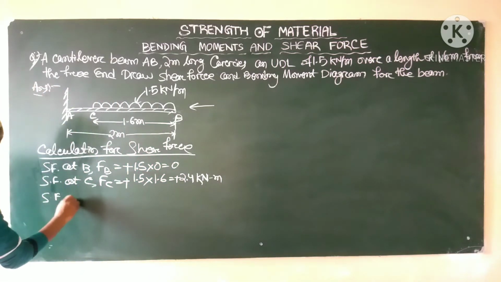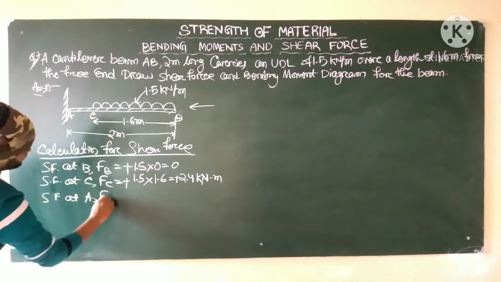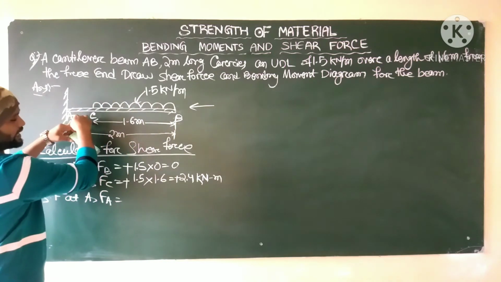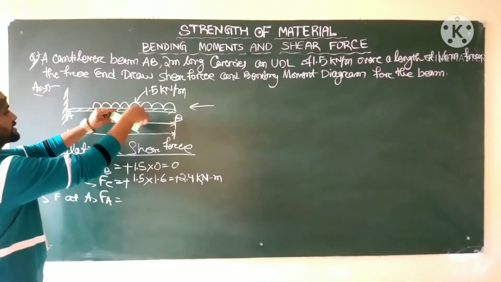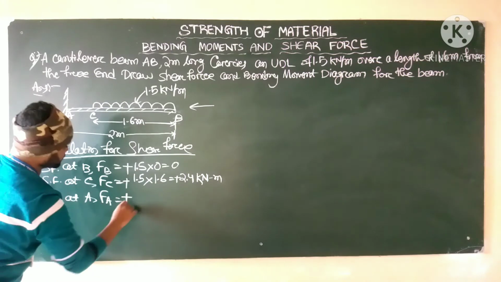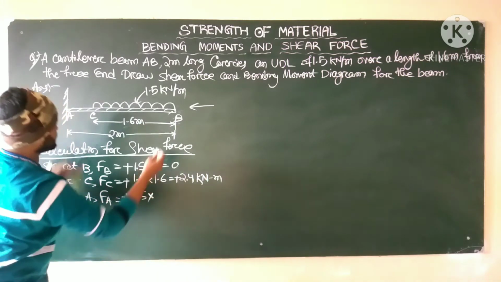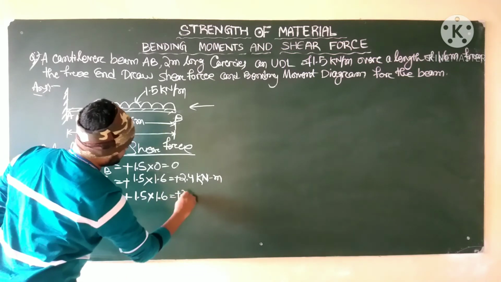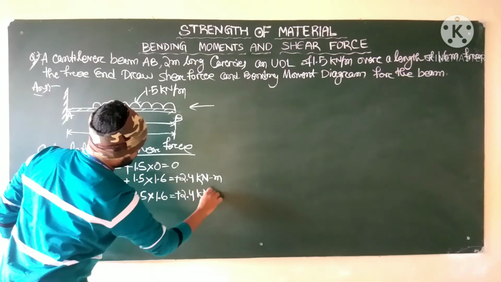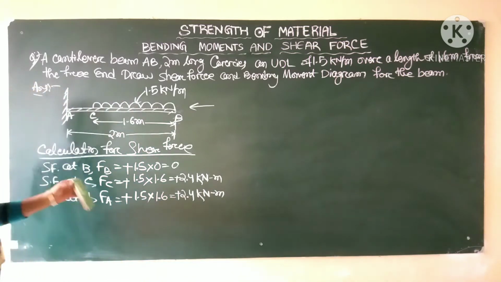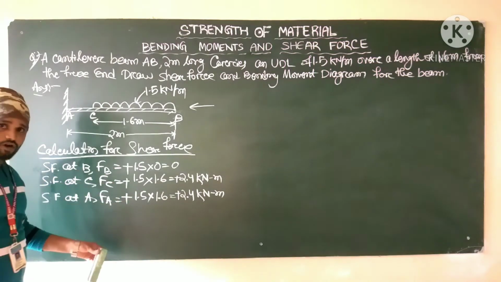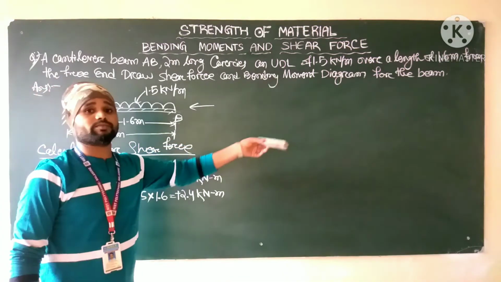So shear force at A, that is F_A equal to, same load is here, there will be no load at A, so load is applied here, right hand side downward, right hand side downward means positive. Positive 1.5 into same load is applied 1.6. 1.5 into 1.6 equal to plus 2.4 kilonewton meter. So we have already calculated the shear force at the 3 points. Now after calculation of shear force, we will draw the shear force and bending moment diagram.